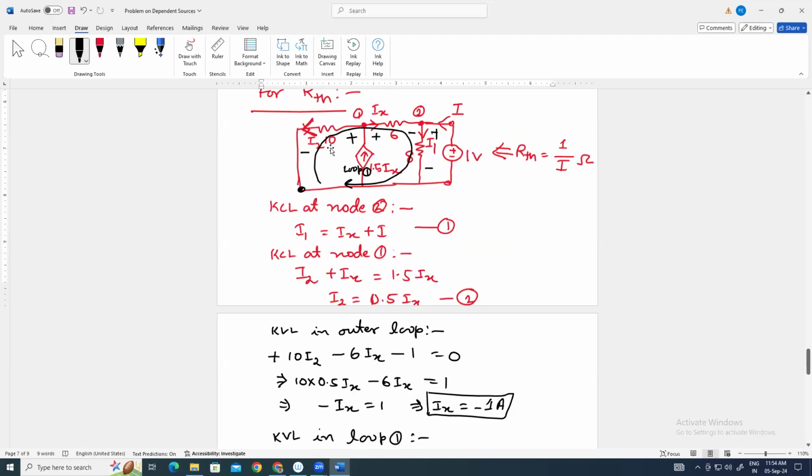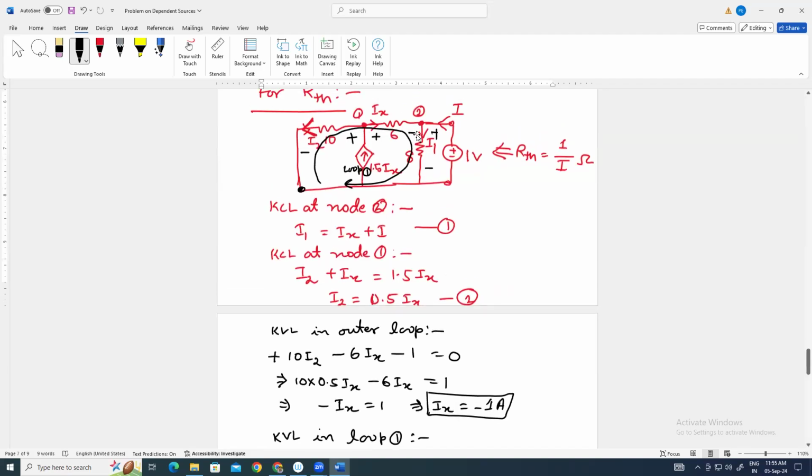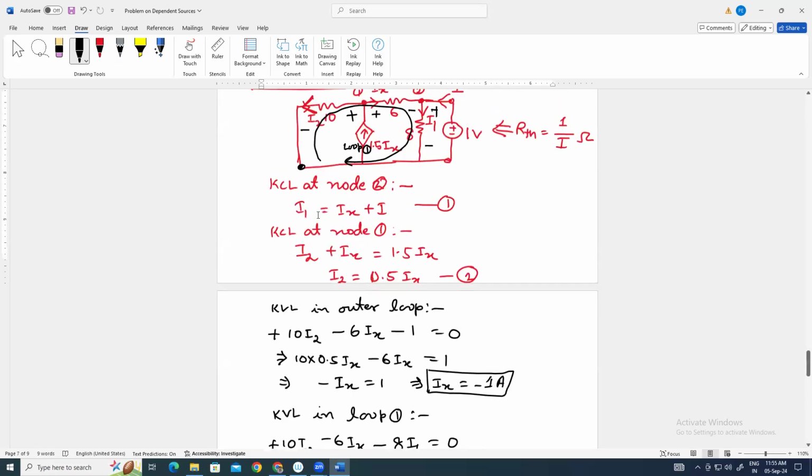क्या होगा, this is minus plus, that is plus 10 I2, same आएगा 10 I2 minus 6 Ix, यहाँ तक तो ठीक है। उसके बाद हम दूसरे branch में घूम जा रहे हैं, तो this is plus minus, that is minus 8 I1 is equal to 0. 10 I2 is nothing but, if we put the value of Ix it is 10 into 0.5 Ix minus 6 Ix minus 8 I1 is equal to 0. I1 is nothing but Ix plus I.